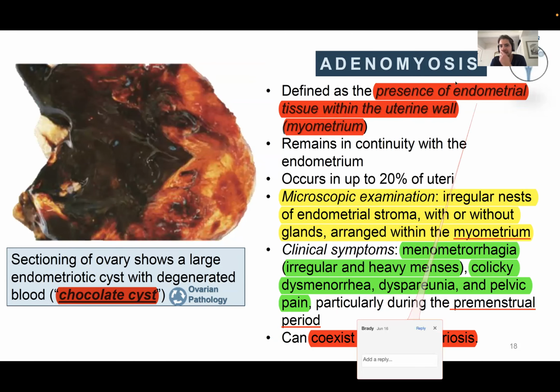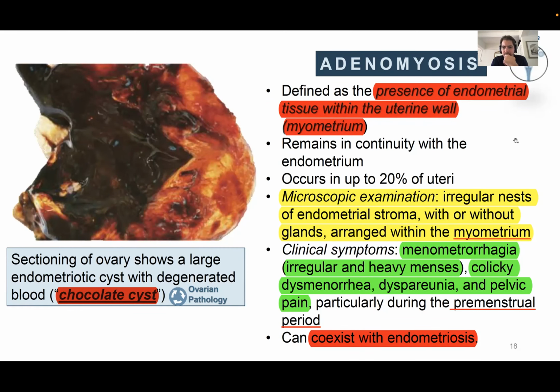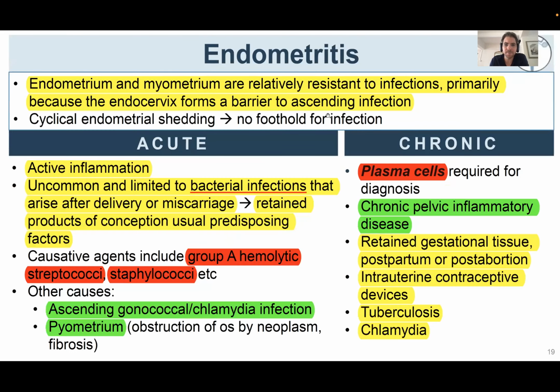So now you can also get adenomyocytes, so endometrial tissue within the myometrium. Okay, so it's not supposed to grow deep into the myometrium like that. And this can coexist with endometriosis. But this abnormal growth into the muscle can lead to heavy menses or irregular menses as well.